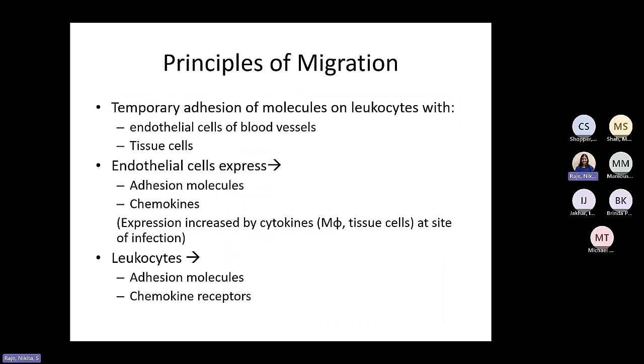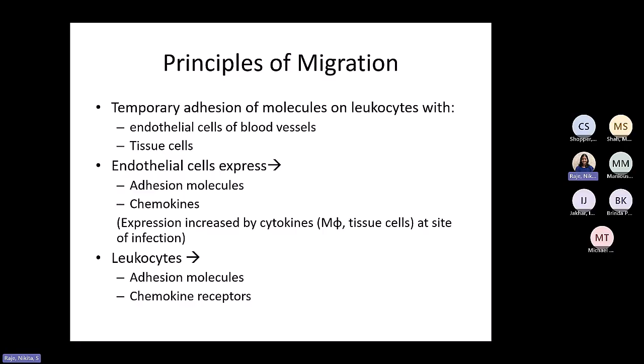Right, so few principles of migration. So for the cells to migrate, there have to be certain molecules on their surface. So there is temporary adhesion of some of the molecules on leukocytes with endothelial cells of the blood vessels or the tissue cells. That's how they move from blood vessels to the tissues or other lymphoid organs. And then the endothelial cells also express adhesion molecules. They also express chemokines. And the expression of the chemokines is increased by certain cytokines that might be released at the site of infection from macrophages or tissue cells.